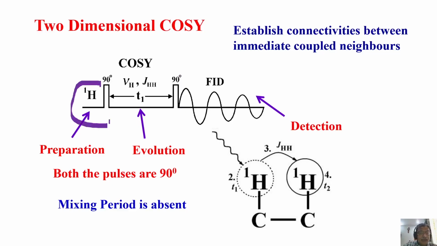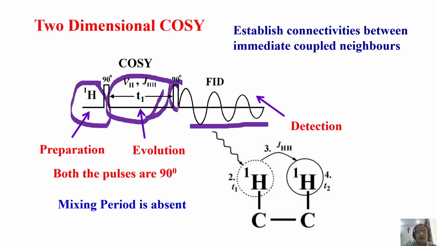This is called the preparation period. This is the evolution period. Where is the mixing period here? I said there are 4 periods: preparation, evolution, mixing, and detection. This is the detection period. Where is the mixing period? It is absent in this type of experiment.